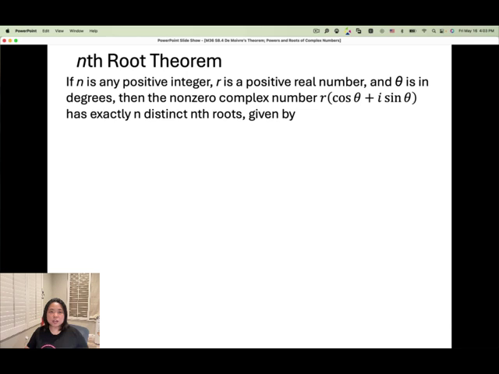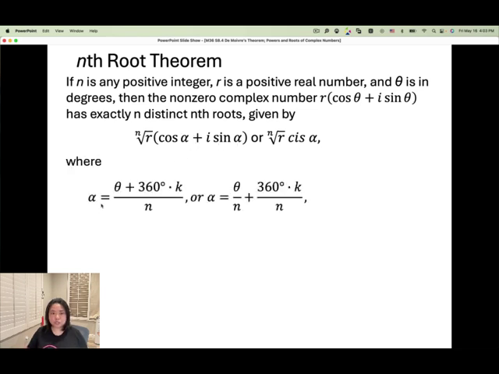Nth root theorem. If n is any positive integer, r is a positive real number, and theta is in degrees, then the non-zero complex number r(cos theta + i sin theta) has exactly n distinct nth roots given by the nth root of r times (cos alpha + i sin alpha). What is your alpha? Alpha is theta plus 360 degrees times k, all over n.